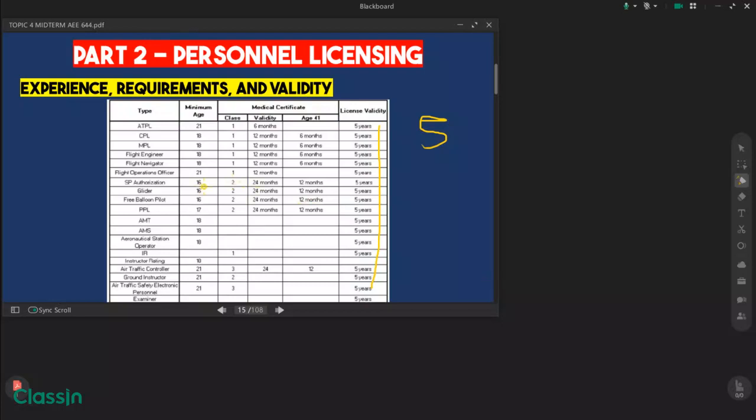So, always remember guys, yung pinakabata na pwedeng kumuha ng license is we have these 3 types of licenses. So, we have the SP authorization or the student pilot authorization. Ibig sabihin ng student pilot authorization, parang meron siyang waiver na pinirmahan ng parents niya or guardian niya na pwede na siyang mag-fly in school. Okay? Next, we have the glider and the free balloon pilot.